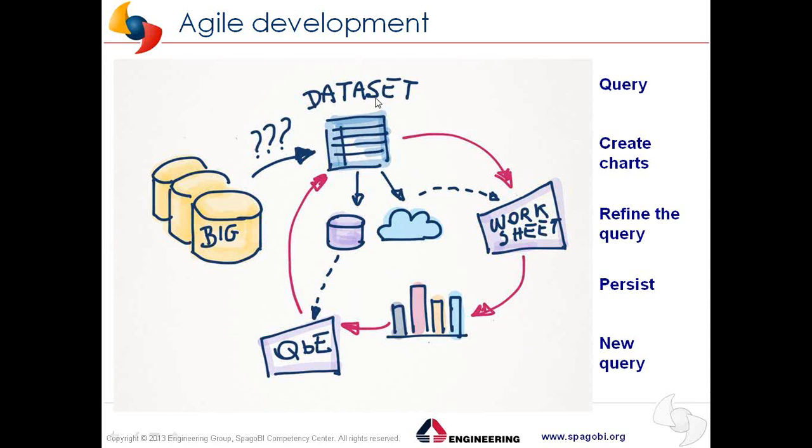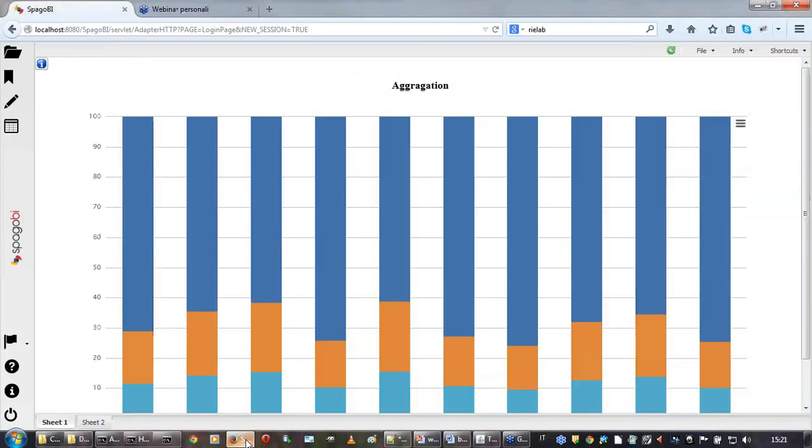Then what you can do is, from this data set, you can create other data sets with the query by example, for example. So you have your data set, you can create more data sets. And you can persist your data, okay? You can persist your data sets, and you can also keep them in memory and use our cockpit engine. Let me show you something about the query by example.